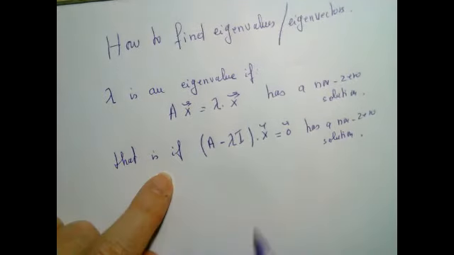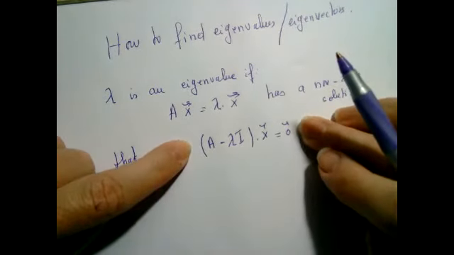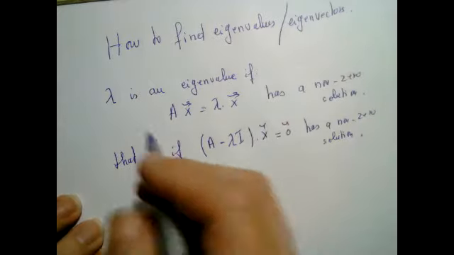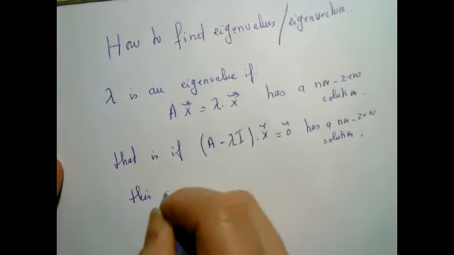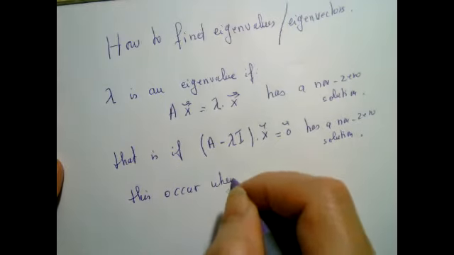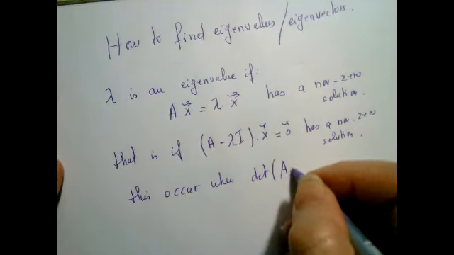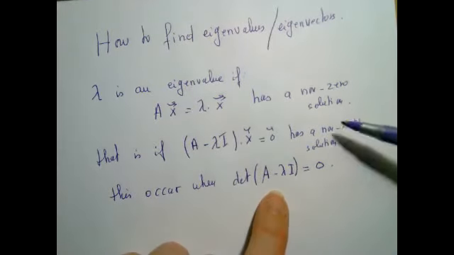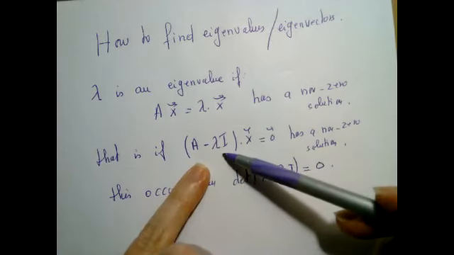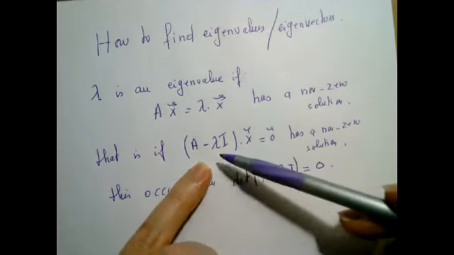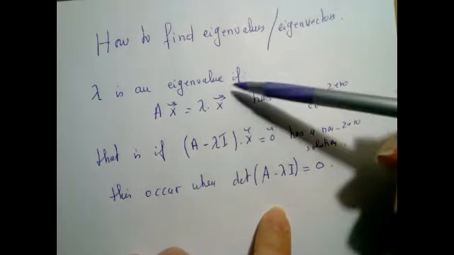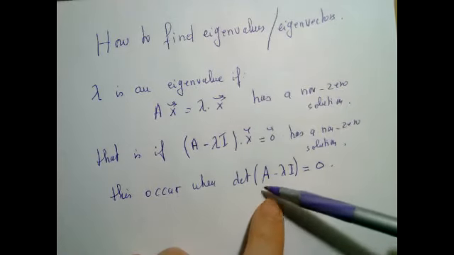Now I'm going to use the same argument. This system has a non-zero solution, that's an n by n system, if the determinant of A minus lambda I is equal to 0. Because if this has a non-zero solution, it means A minus lambda I is not invertible, and not invertible means its determinant is equal to 0. So lambda is an eigenvalue if the determinant of A minus lambda I equals 0.